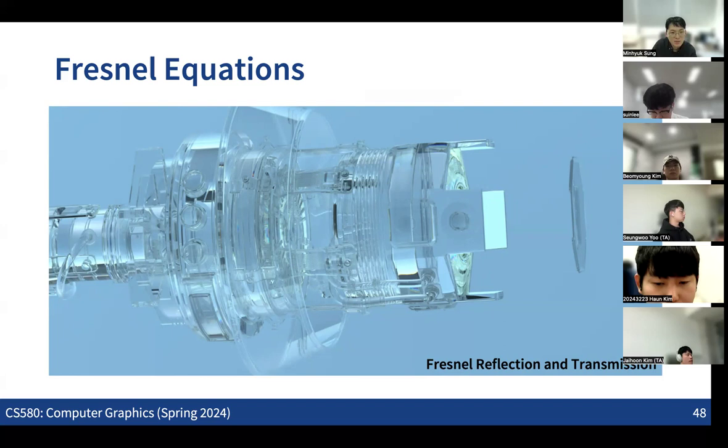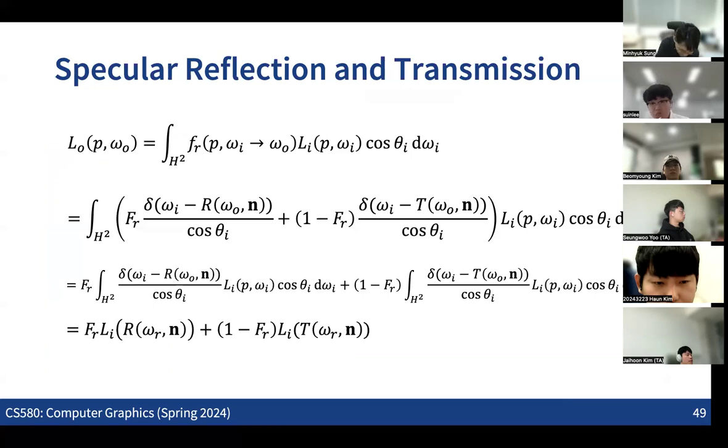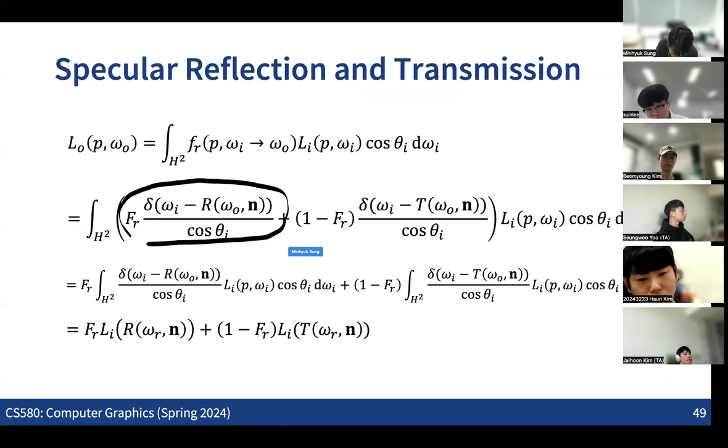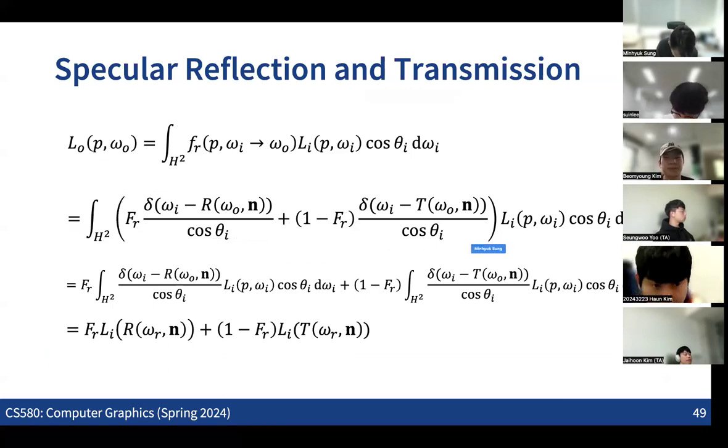Then here the question is how we can compute both the reflection and the transmission using our LTE formulation, right? So when we have this reflection equation, now we have two factors. One is the ideal specular reflection, and the other is the ideal specular transmission, each weighted by the proportion that we compute with the Fresnel equation.